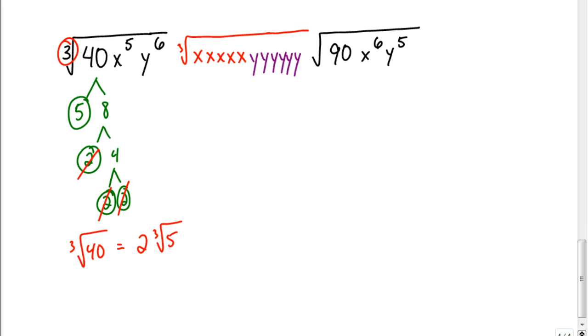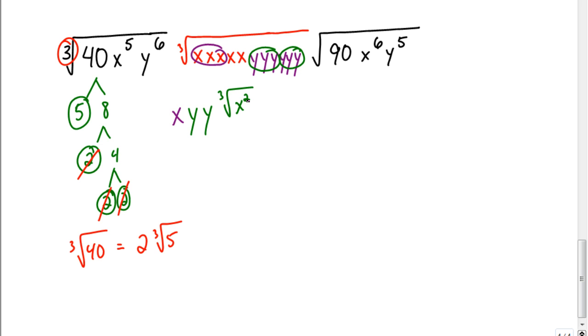And just like when I'm doing a factor tree, for every 3 of the same number, I get to take 1 out. So I see that I have a set of 3 x's here, so I'm going to take out an x, leaving me with 2 x's under the radical. I see here that I have a set of 3 y's and another set of 3 y's. So I get to take out a y and another y, or a y squared, leaving me with no y's left under the radical.